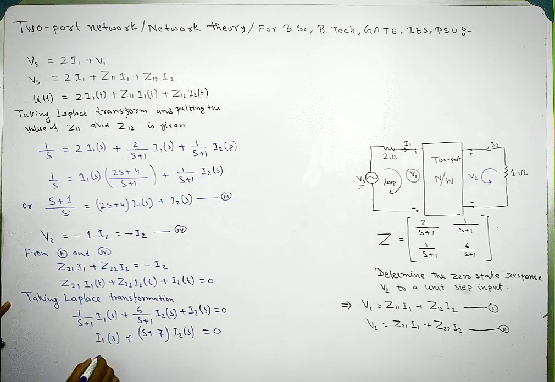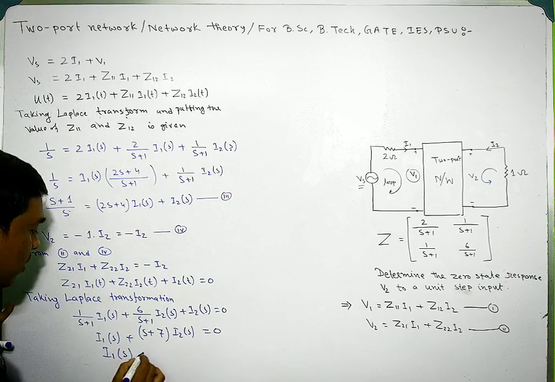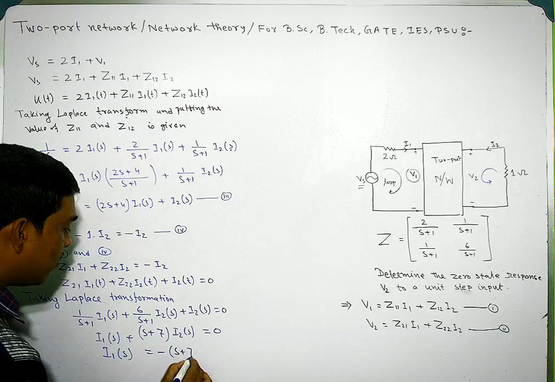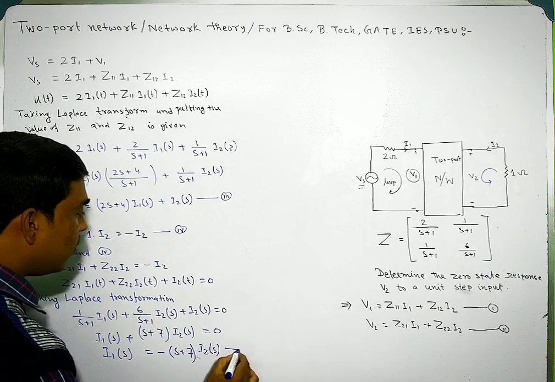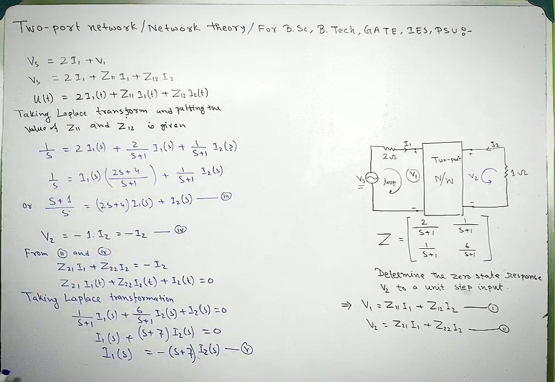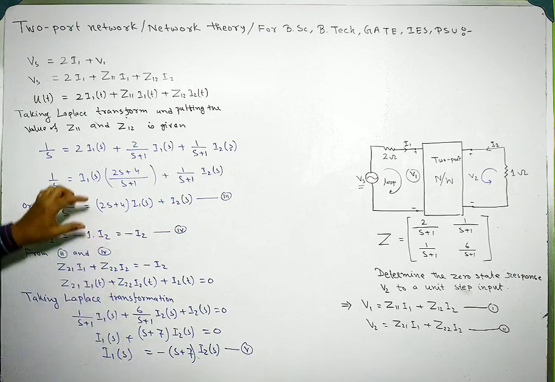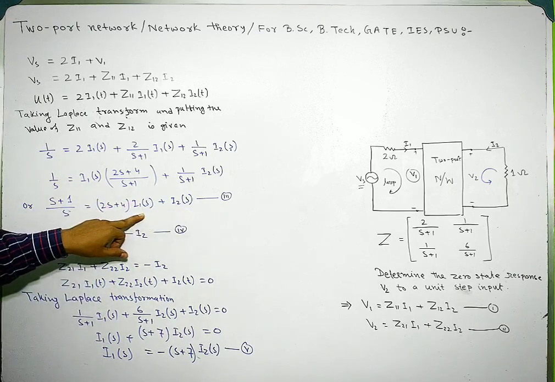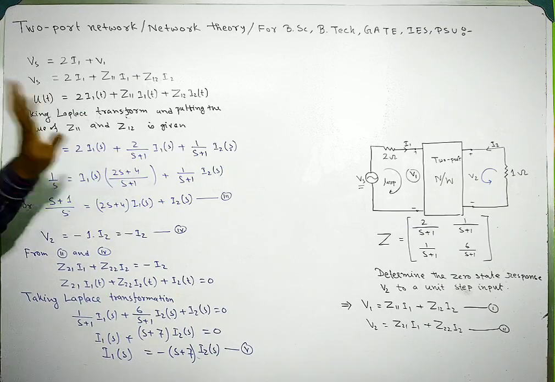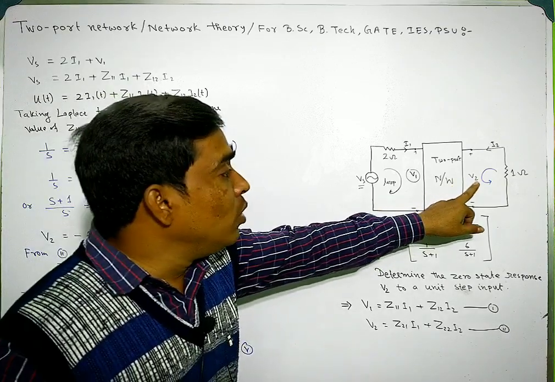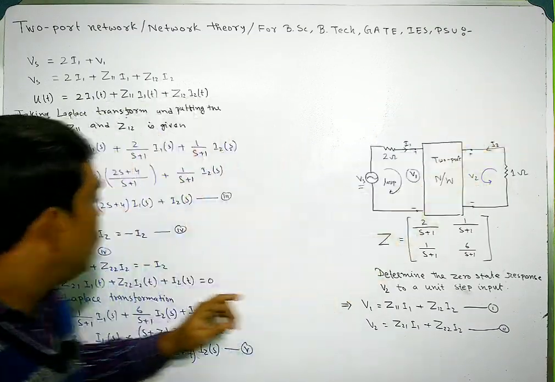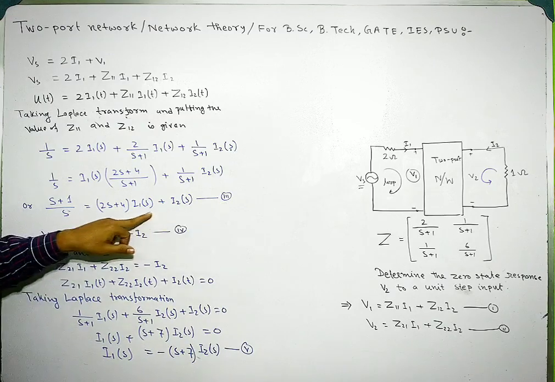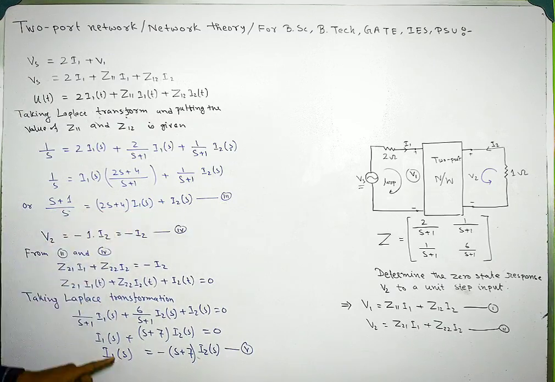Now from this equation we can write that I1(s) is given by minus (s plus 7) into I2(s). This is equation 5. Look at equation number 3. There is an I1, and we have to calculate V2. To calculate V2, we have to know I2. Equation 3 contains I2 and I1, and this equation gives you the value of I1.